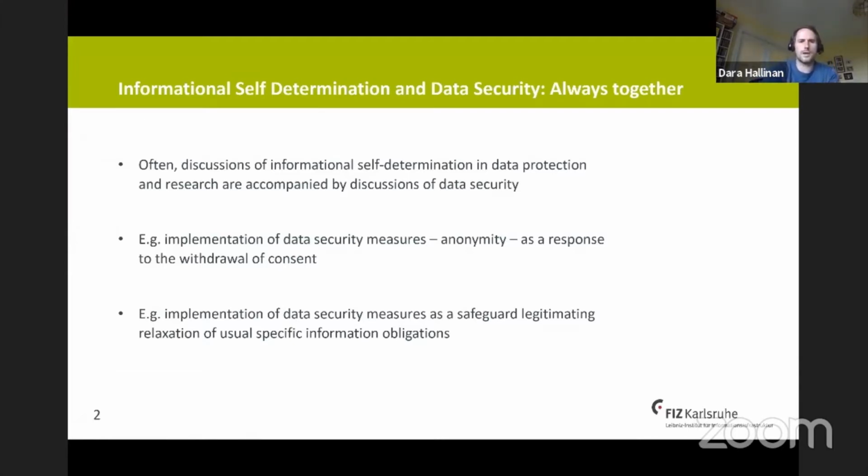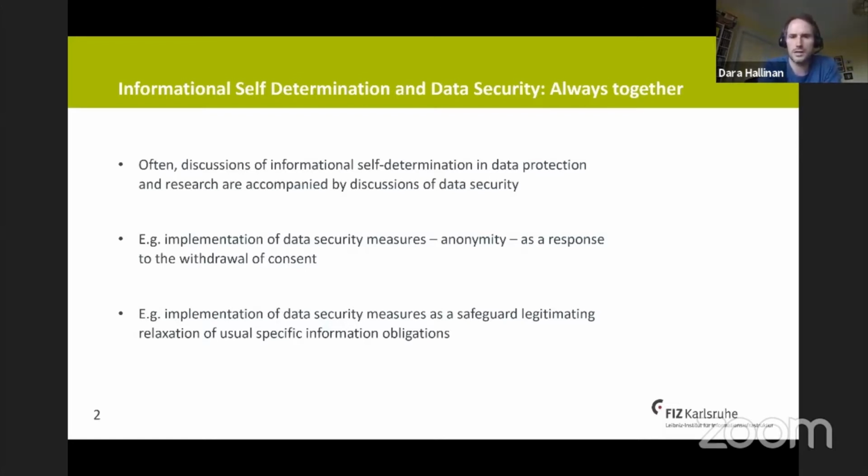I want to talk about the relationship between information self-determination provisions and data security in relation to health research. Often discussions of informational self-determination provisions in data protection law applicable to research are accompanied by supplemental discussions as to what the implementation of data security measures, rather broadly understood, can do in terms of modulating the scope and applicability of these provisions. These discussions take a number of different forms and they rest on a number of different presuppositions. They're probably familiar to most of the audience.